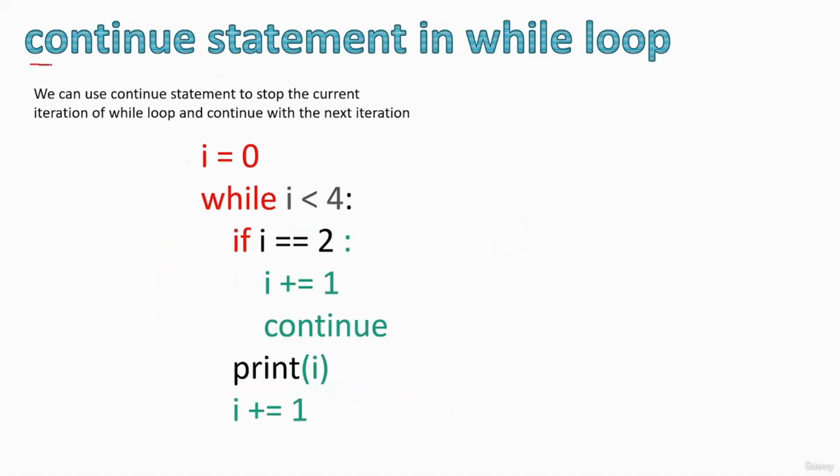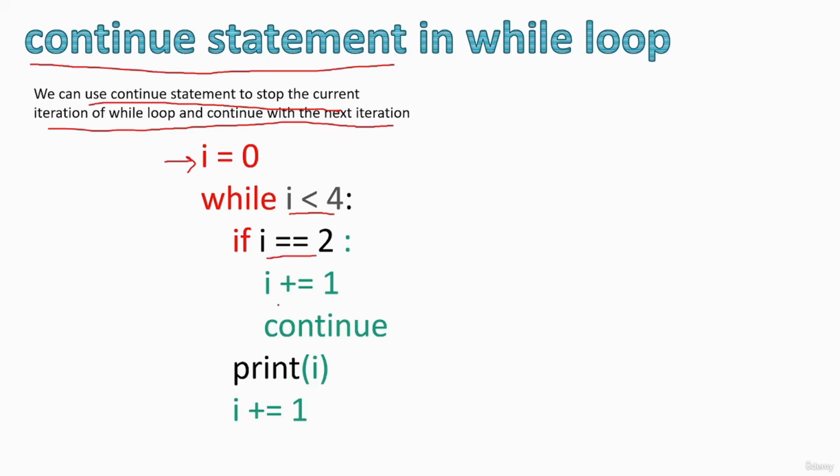The second control statement in while loop is the continue statement. We can use this statement to stop the current iteration of the while loop and continue with the next iteration. So let us take a look at an example. I have created a variable called i equal to 0. Then the condition is i less than 4. If i is equal to 2, then i += 1. Then continue. Within the while loop, print i, i += 1.